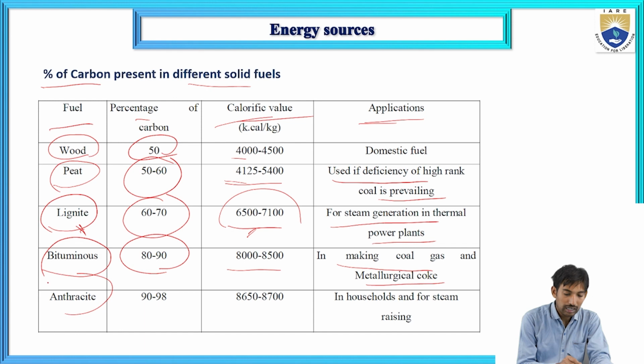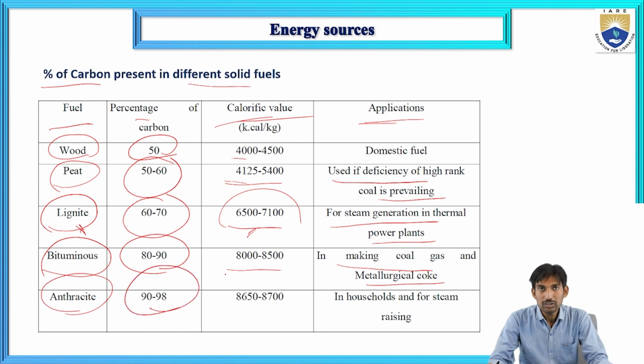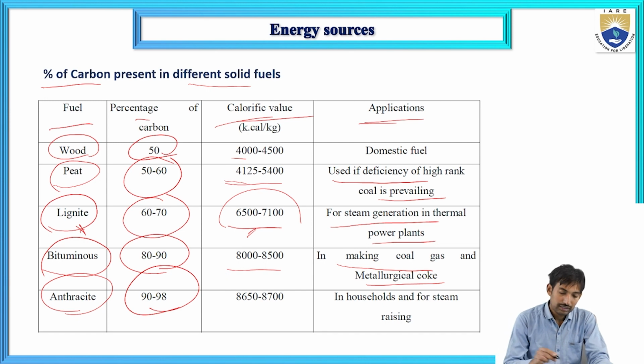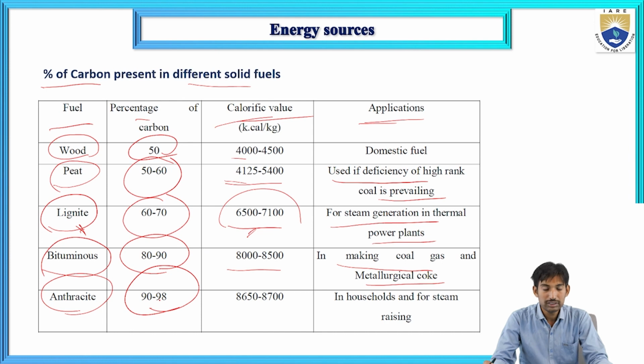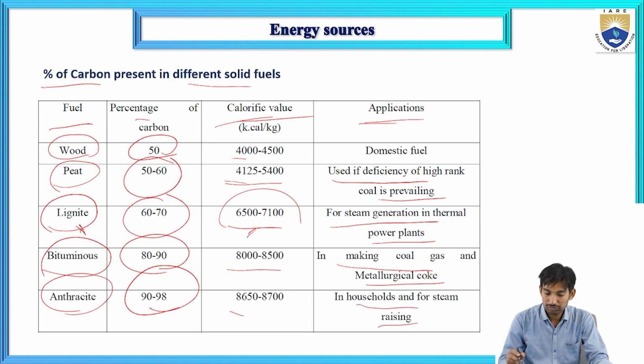The last one is anthracite fuel. It contains a high percentage of carbon, that is 90 to 98 percent. The highest rank of the coal is anthracite. It produces a calorific value of 8,650 to 8,700 kilocalorie per kg. The applications of this anthracite solid fuel are in households and for steam raising. In households we can use the anthracite, and also for steam raising.